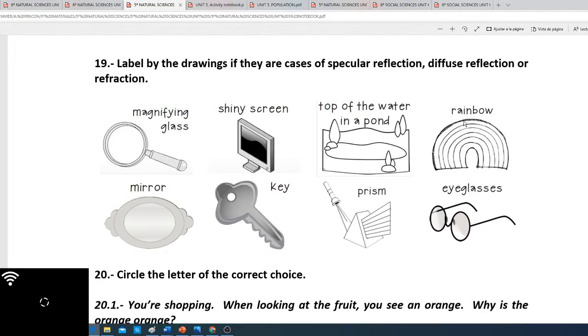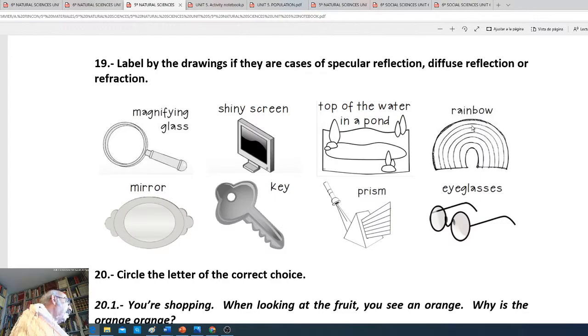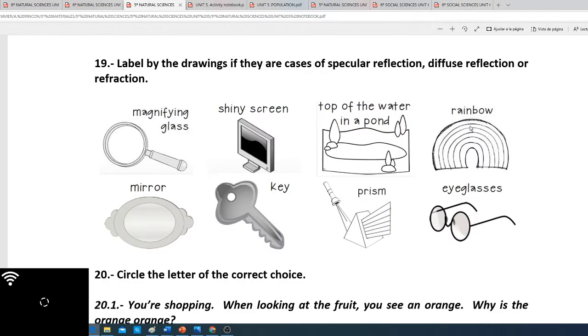A rainbow is a phenomenon that occurs when light passes through water drops or water vapor. And no, this is not reflection. You can see the light decomposed in 7 different wavelengths, 7 different colors. Remember, this could be red and this could be violet. So this is refraction. Very good.